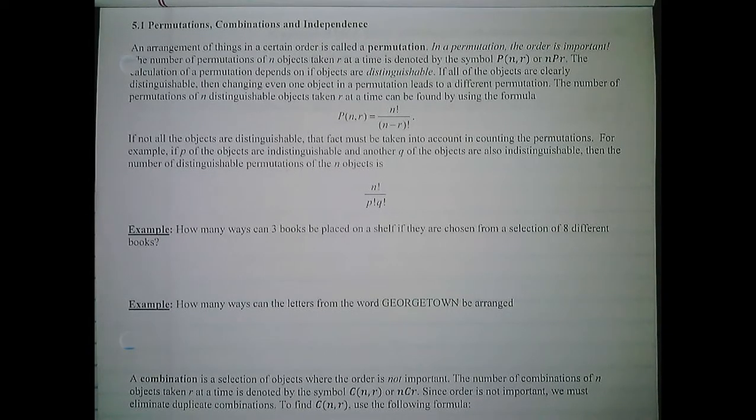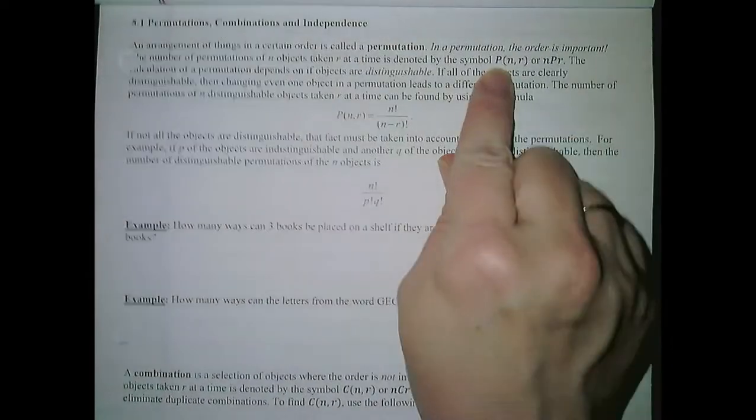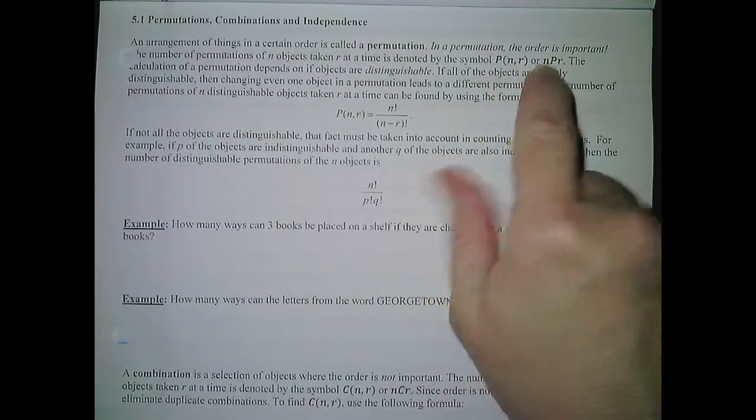Today we're going to look at some complicated ways of counting numbers of possible outcomes. We're going to be talking about permutations and combinations. So an arrangement of things in a certain order is called a permutation. So in a permutation, the big thing to remember is the order that we put things is important. The number of permutations of n objects taken r at a time, we denote using this symbol P of n and r, or we can call it nPr.